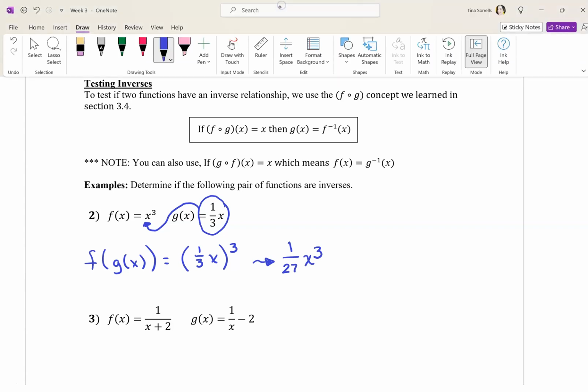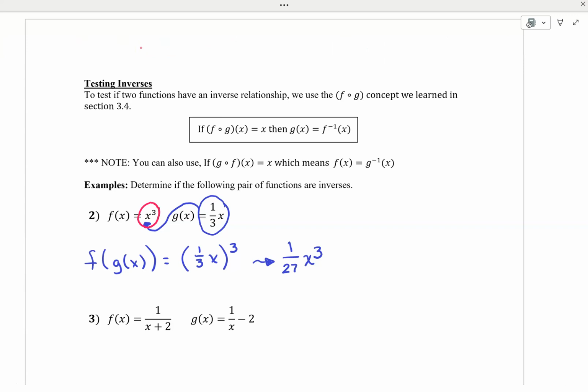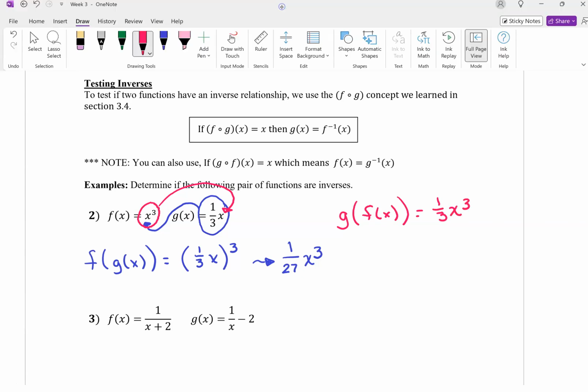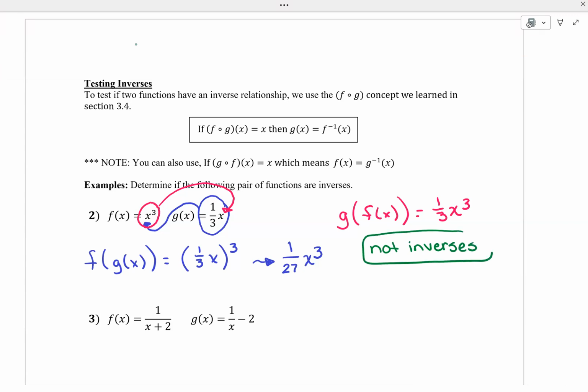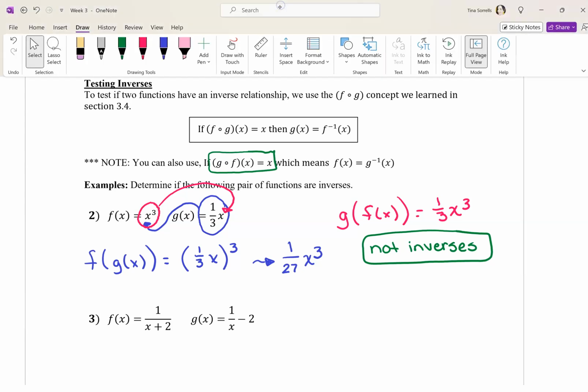Okay, now we didn't get an x, but I still want to go ahead and show you the other way as well. So we're going to plug that in there. So we're taking the g, we're plugging in the f, and we get 1/3 x cubed. And again, still, that is not an x. So therefore, these are not inverses, because remember, we have to plug in and get an x. Okay, let me switch back.